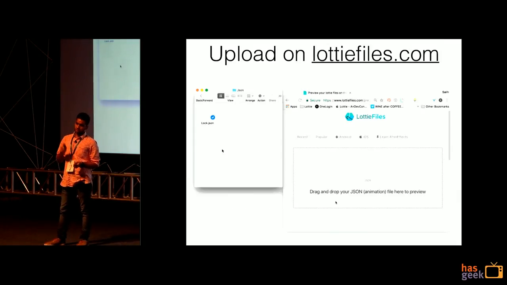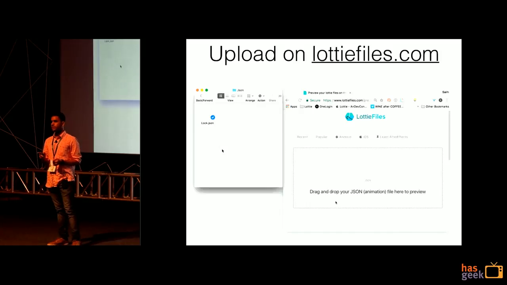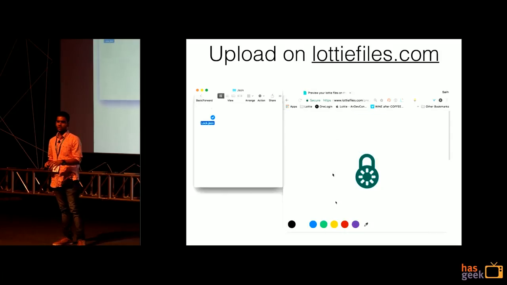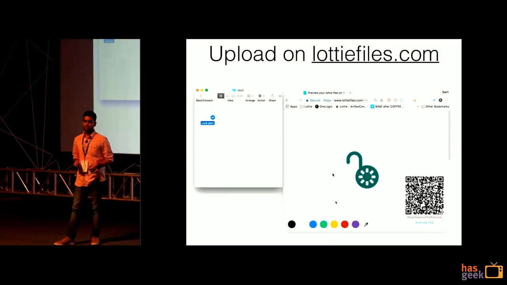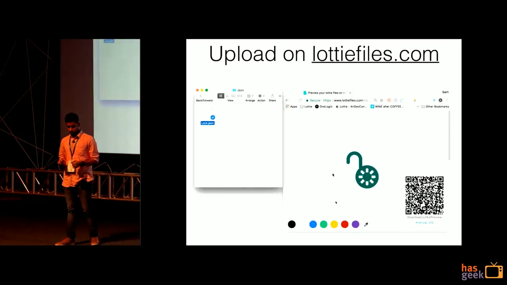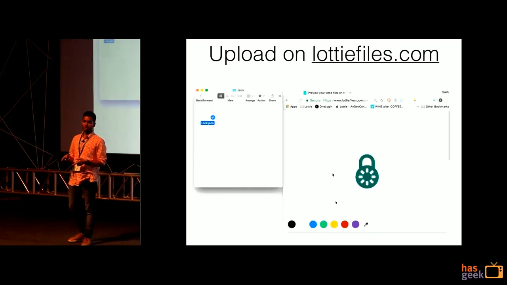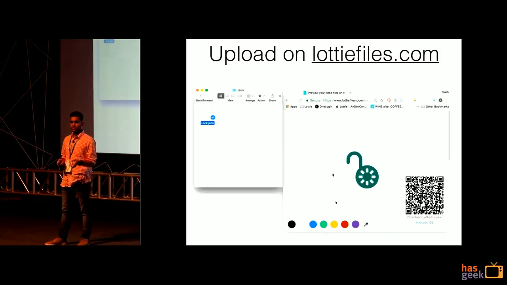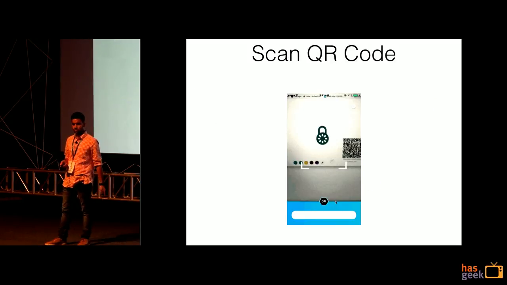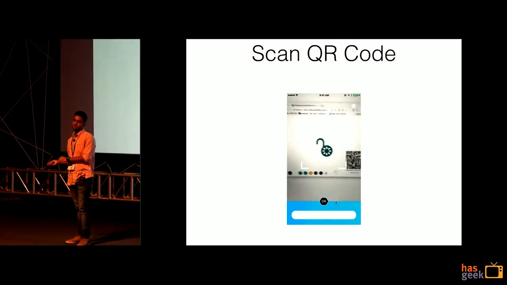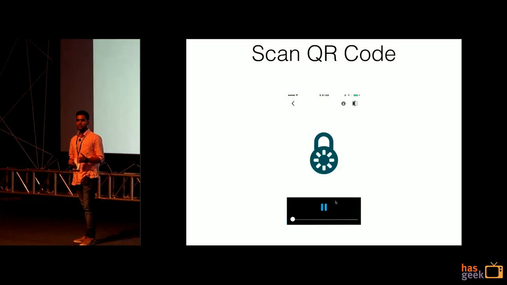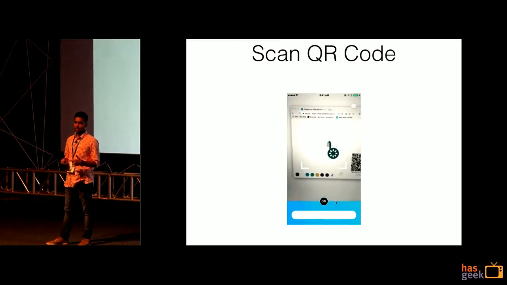What you can also do is when the designer creates an animation, he can just pick the file and put it onto lottiefiles.com, which is a community contribution by Nuttu, there's a guy. So you can put that onto your browser, drag and drop, and then you get a QR code, which you can then scan through a QR code scanner, which is in the sample app of Lottie. When you scan that, it loads the animation from the network, and then you can play that animation.